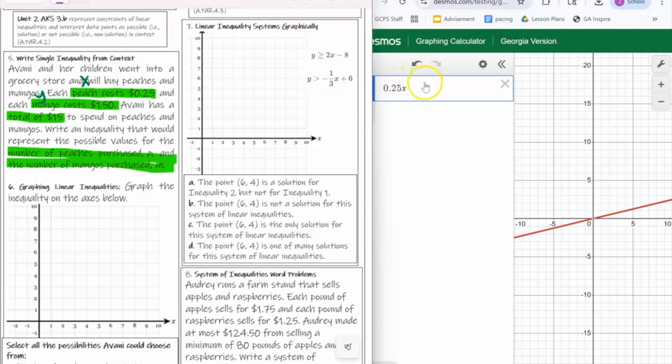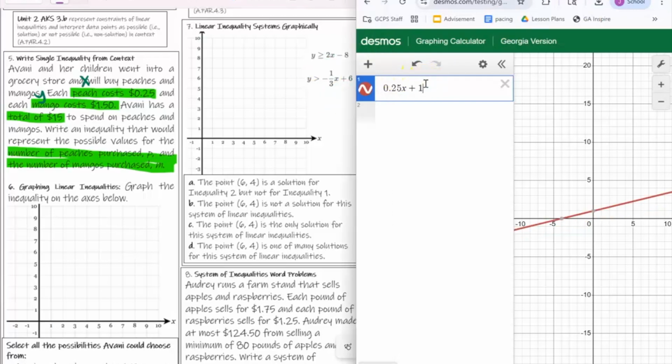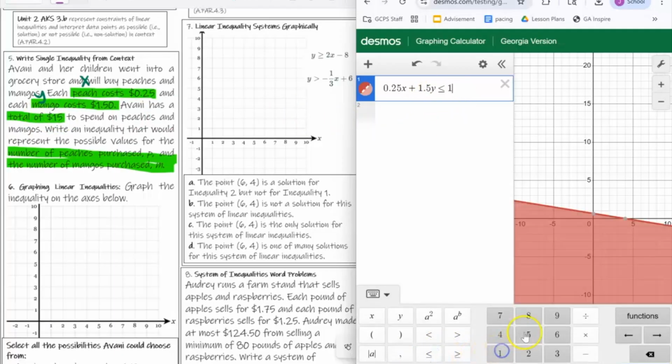All right, plus 1.5Y. And then what does the word total of $15 mean? That means my mom gives me $15 to spend. I can't spend more than that. So this is going to be less than or equal to. I am allowed to spend the $15. I just cannot spend more than what I don't have. So this is my inequality.